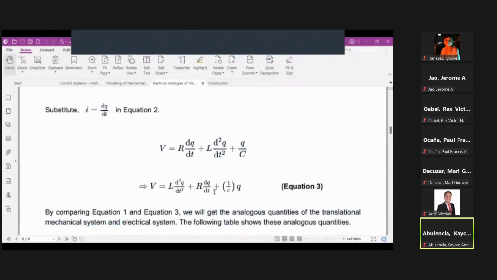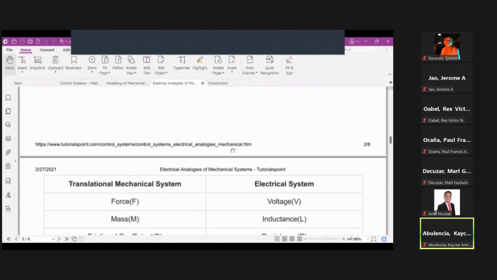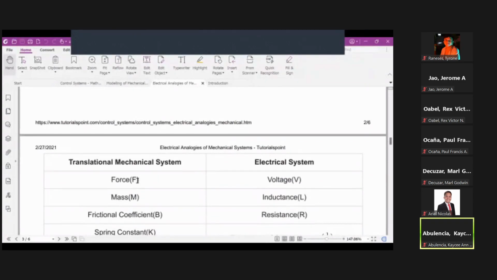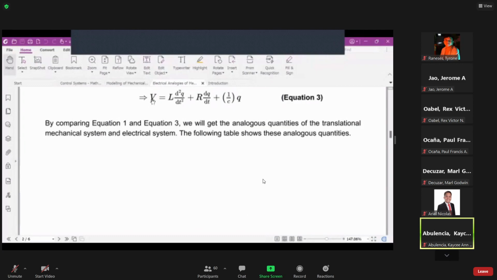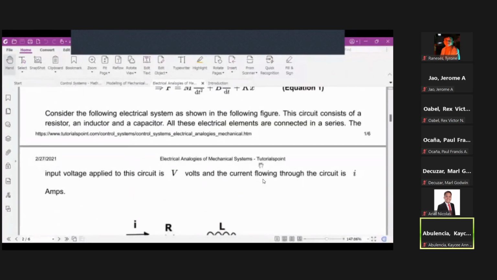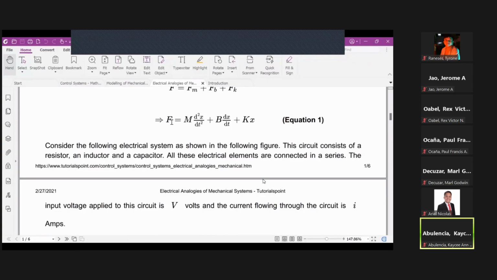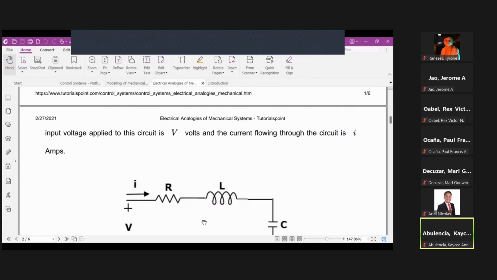So when we write the table and analyze it accordingly, we can come up with these analogous quantities in the table. Si force mo, since nandito siya sa left side, equivalent siya sa voltage. Tama? Kasi ito siya. Ito si voltage sa force kanina. So therefore, force equals voltage, and si mass, siya equivalent itong mass na to. Since kaduktong siya nung second order differentiation, siya equivalent si mass.